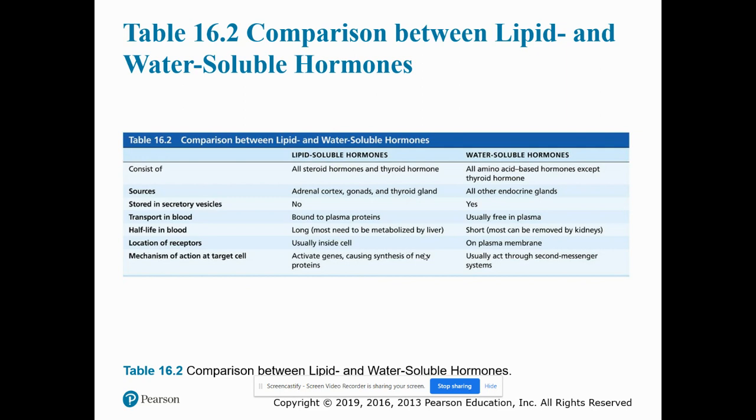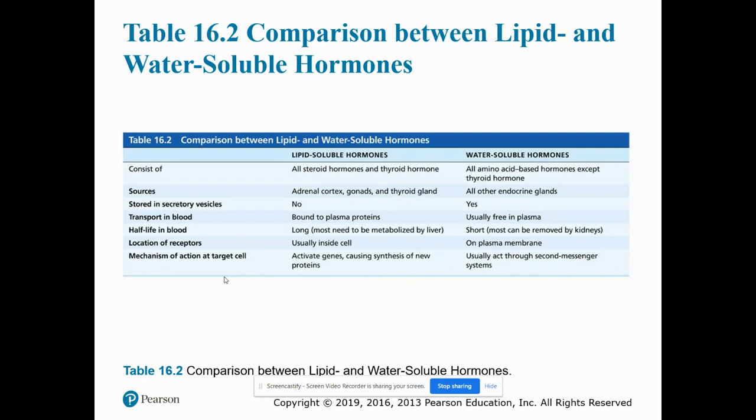Sources. So the sources for lipid-soluble hormone: adrenal cortex, gonads, thyroid hormone, and then water-soluble, all other endocrine glands. Stored in secretory vesicles. Lipid-soluble, no. Water-soluble, yes. You do need to know the information in this table because we've already gone over it. The half-life of lipid-soluble hormones is long, water-soluble is short. Lipid-soluble hormones are transported in the blood bound to plasma proteins. Water-soluble are usually free in the plasma.